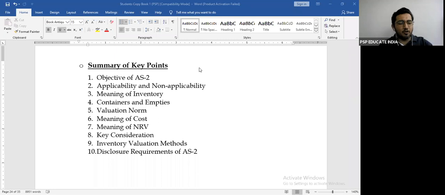Next, applicability, non-applicability. This accounting standard is not applicable to 4 things. It is applicable to everyone except 4. First, WIP arising in the course of construction contracts and directly related service contracts, WIP in the course of service providers, then you have debentures, shares, and other financial instruments held as stock in trade, and then you have producers' inventory of livestock, agriculture, mineral, oil, ores and gases to the extent they are measured at NRV. Why are they measured at NRV? As per the best practices in those industries.